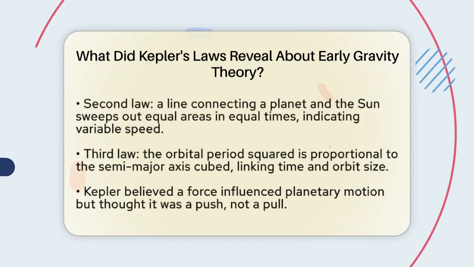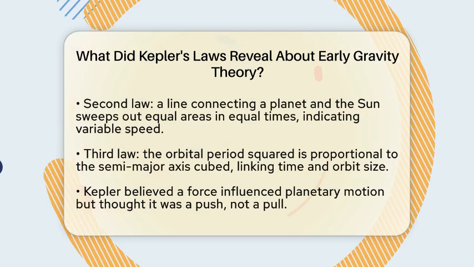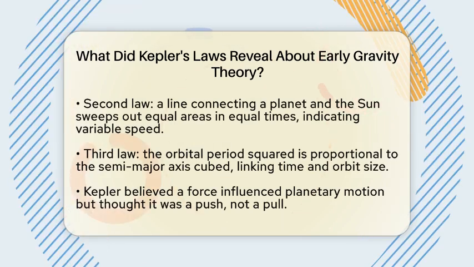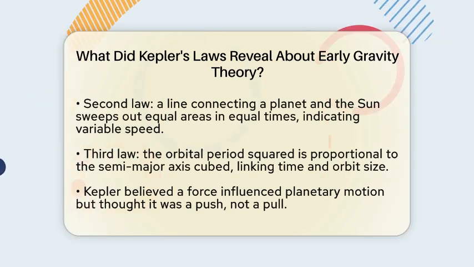Second, he discovered that a line connecting a planet and the sun sweeps out equal areas in equal times. This means planets speed up when they are closer to the sun and slow down when they are farther away.